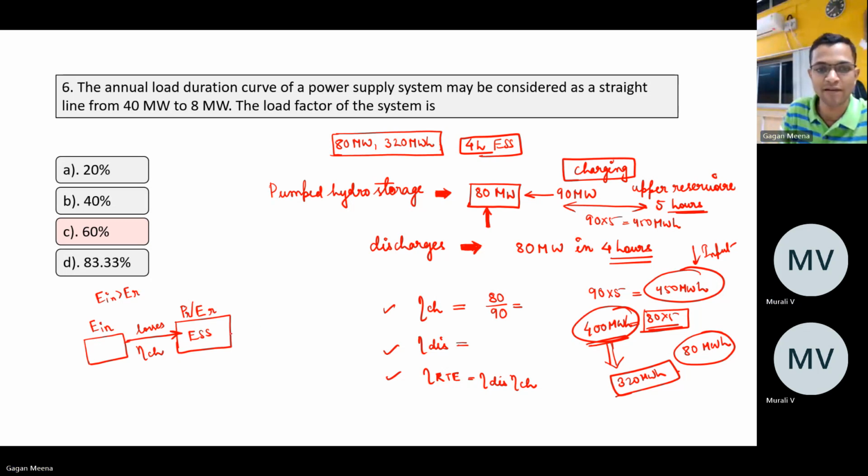Now this storage wants to discharge. This is the output energy, and this output energy will always be less than the rated energy, because there are losses here as well.